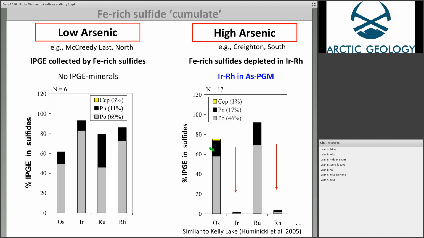sulfides. However, in the high arsenic ore on the south, you see that osmium, ruthenium is the same as in the north, that it's contained in the base metal sulfides. But for iridium and rhodium, systematically, they are absent in all the base metal sulfides, consistently in the 17 samples. And here I will show you in the next slide that are these beautiful arsenic-rich PGM containing iridium and rhodium.